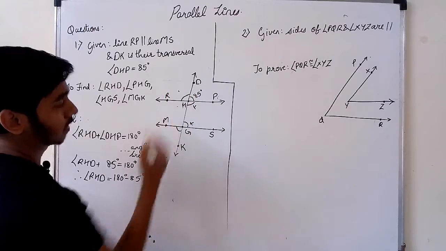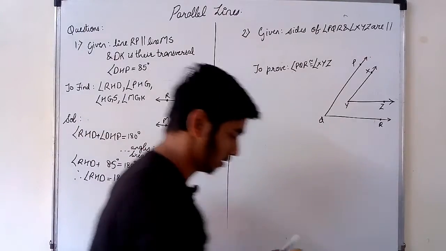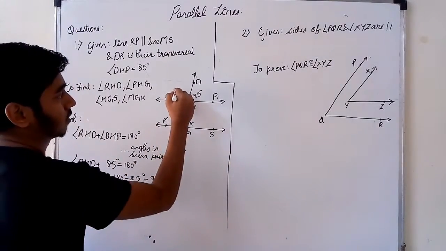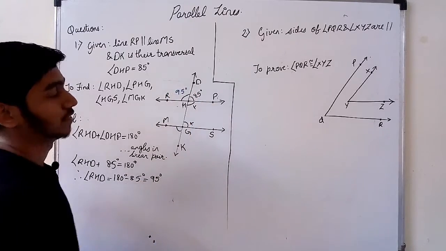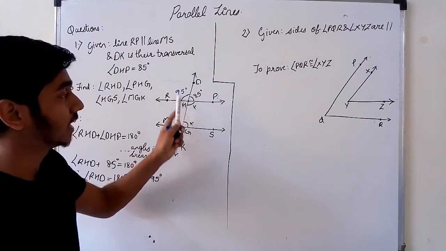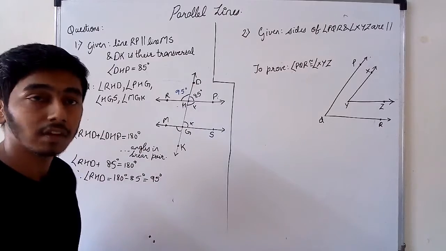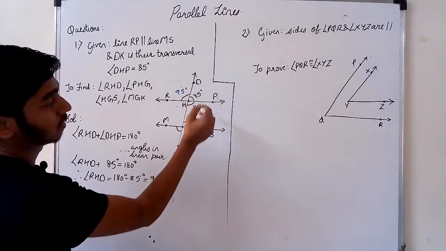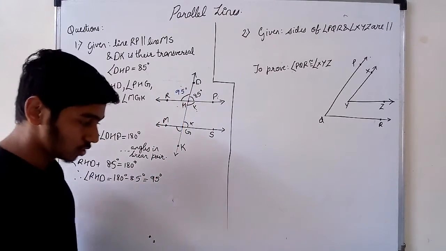So let's write that. I'll write it with blue marker. This is 95. Now you know that this angle is 95, so this will also be 95. Why? Because vertically opposite angle. Yes or no?